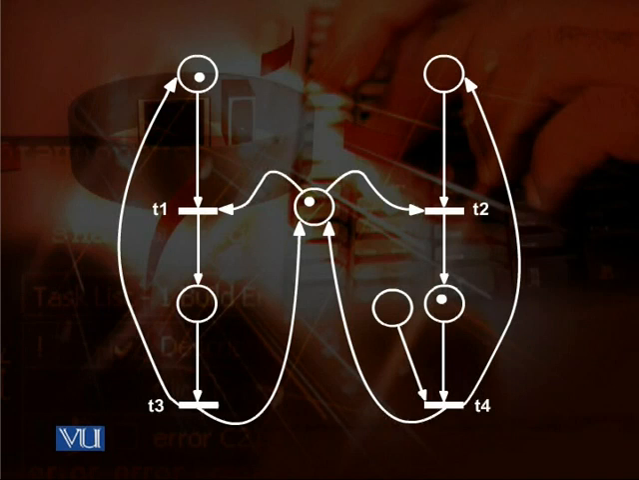Now, once we are in this situation, both transition T2 and transition T4 have been starved. Note one thing here, that in this particular case, T1 and T3 are still live. We can fire T1 and that will fire T3 and that will once again enable T1 and so on and so forth. But there is no way we can enable T2 or T4.